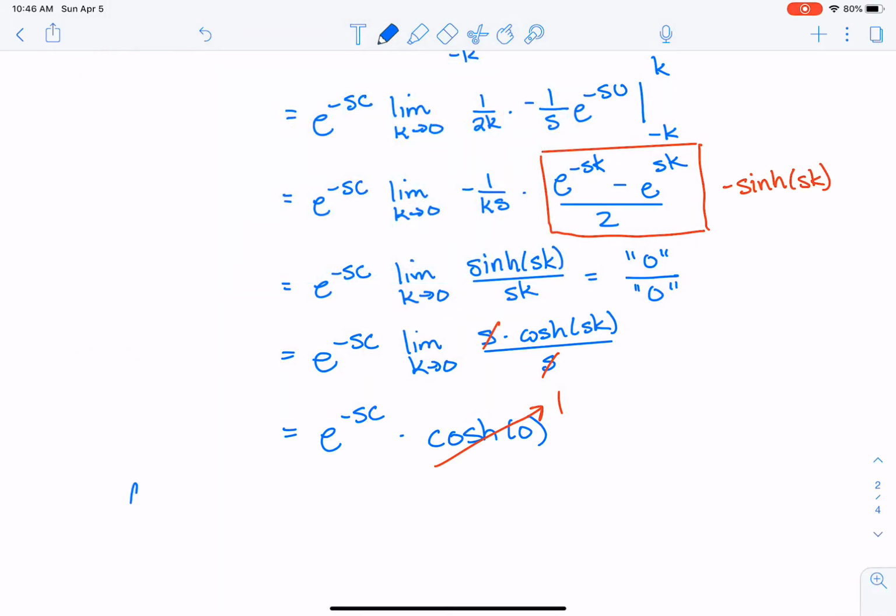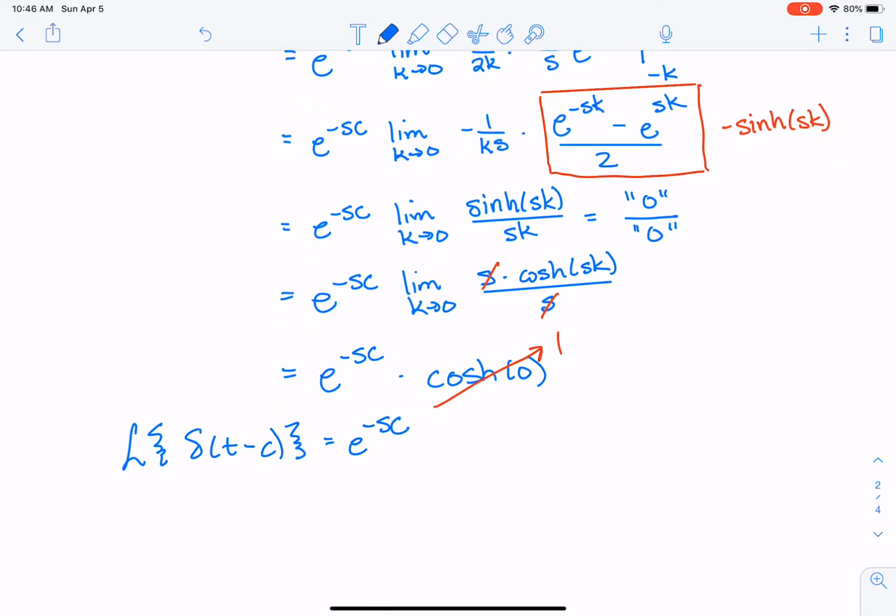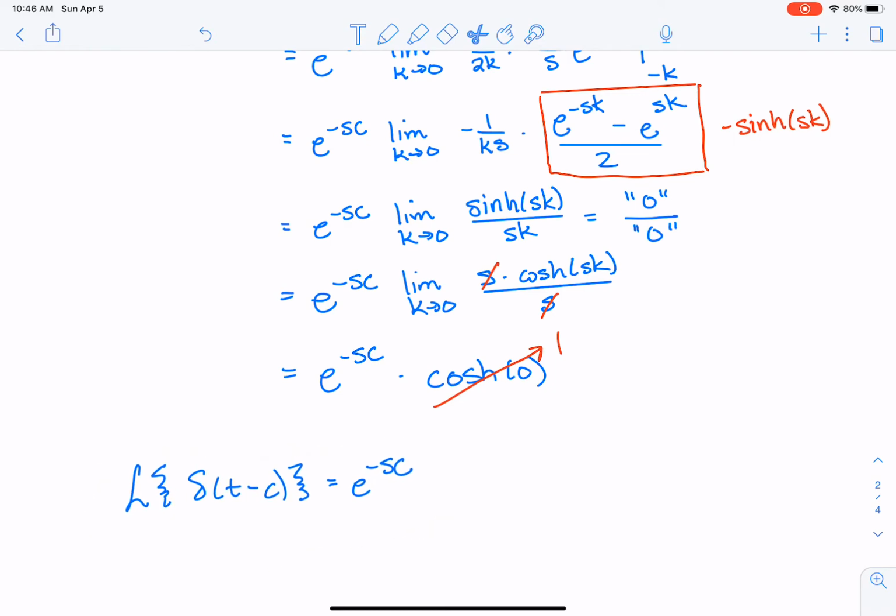So we found that the Laplace transform of delta of t minus c is equal to e to the minus sc. And that's actually pretty cool, because we got the Laplace transform of something that isn't even quite a function because it doesn't exist at a point. But the Laplace transform of that delta function turns out to be something nice and smooth, e to the minus sc.